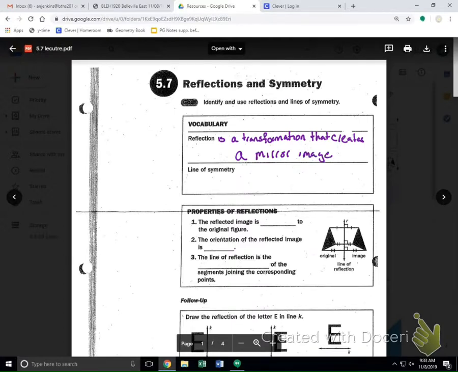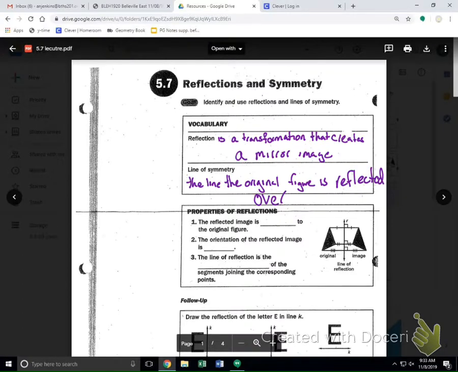Okay, so that's the mirror image. You guys have seen this looking into a mirror. You know what a reflection is. After that, we have a line of symmetry. It's the line the original figure is reflected over. Okay, so those are two definitions today.